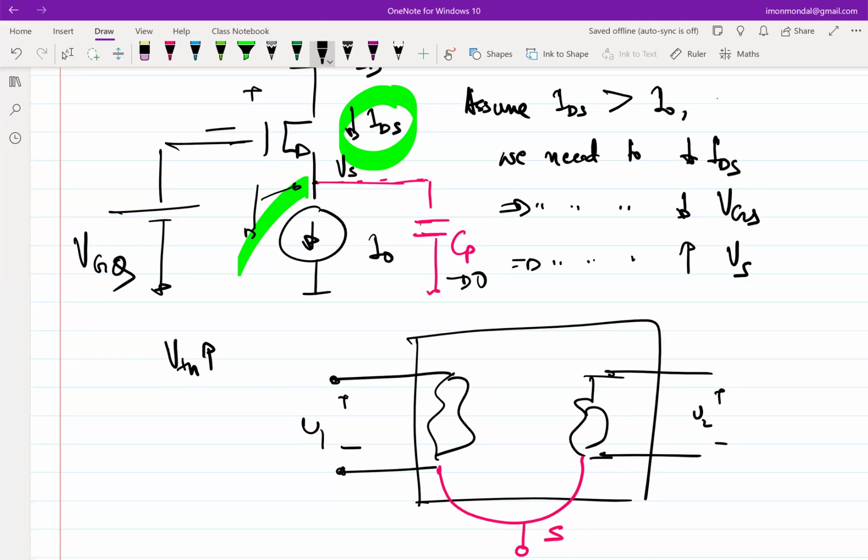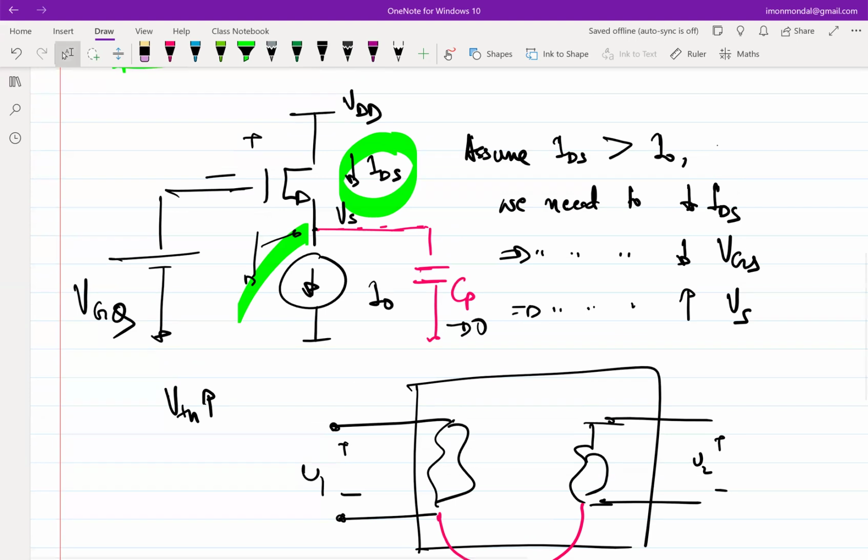So the next thing to understand: if you are convinced that this feedback is going to work, the next thing is to see whether the transistor is in saturation or not. And that we discussed. It is totally in our control. You can decide the values of VDD and VGQ, and as long as VGQ is not more than one threshold voltage above VDD, you are good.